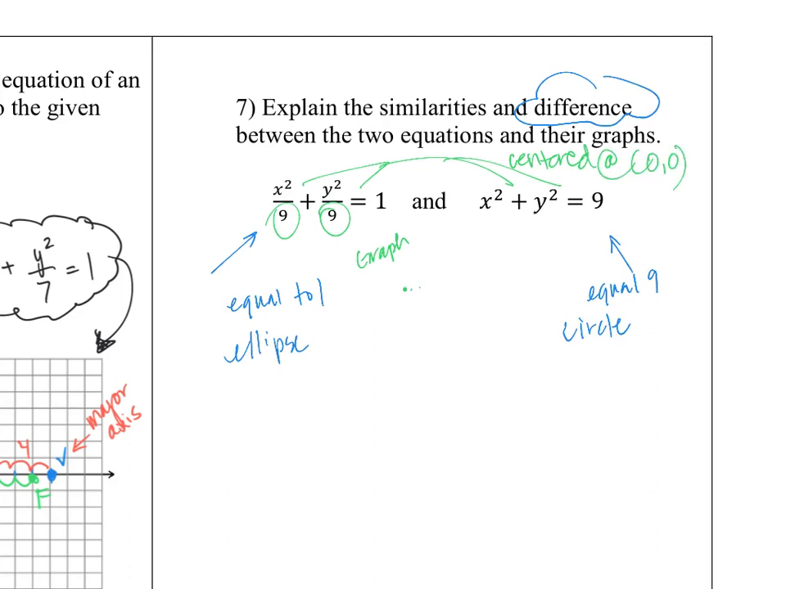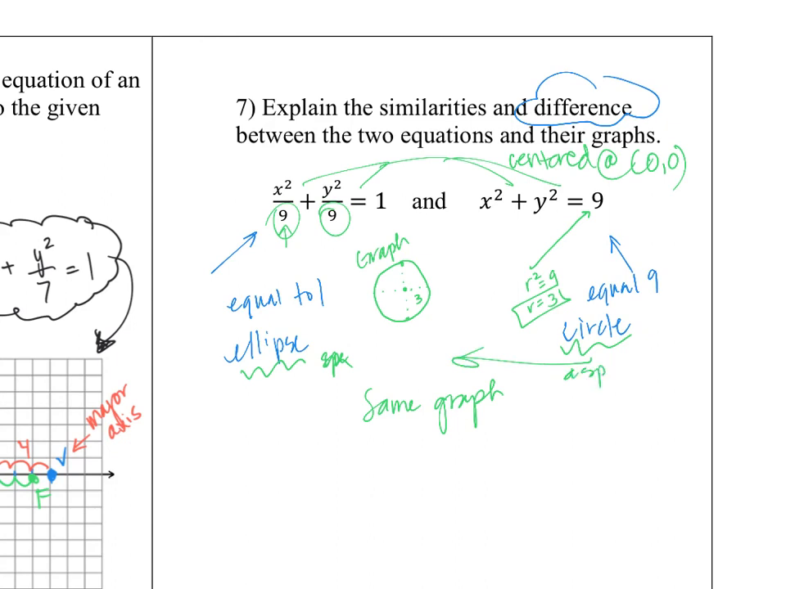And so if I go left and right 3, because that's what that number tells me, and then up and down 3, it's going to be a circle with radius 3. And when I look over here, that 9 is our r squared, and so we have the radius is 3. They're actually the same graph. So it's just that a circle is a special ellipse where you go the same distance in all directions. An ellipse, when we say that, it's normally stretched out in one way. So those are all the differences and similarities that I see. You might see a few more, but that's what I saw. So that's it.